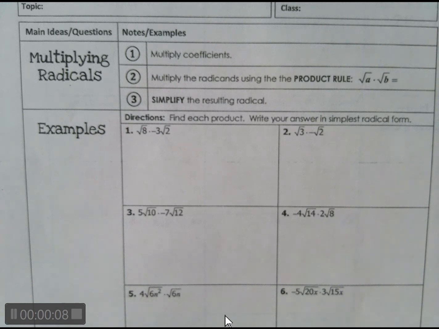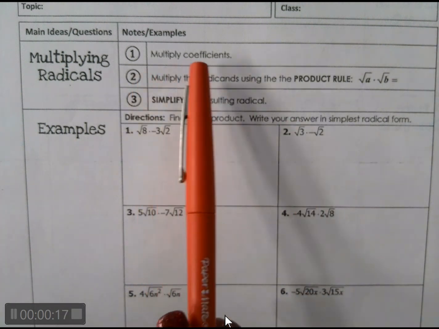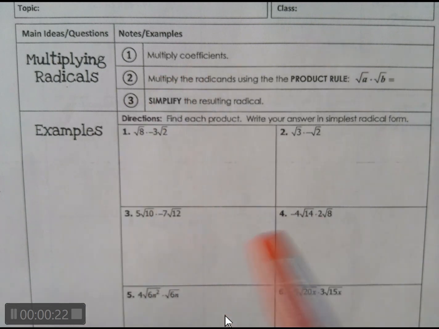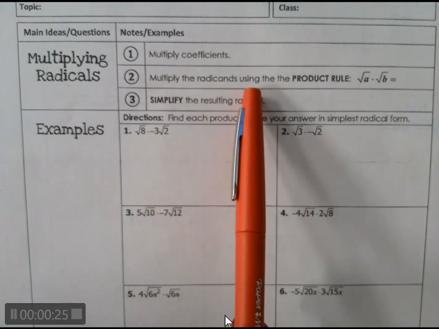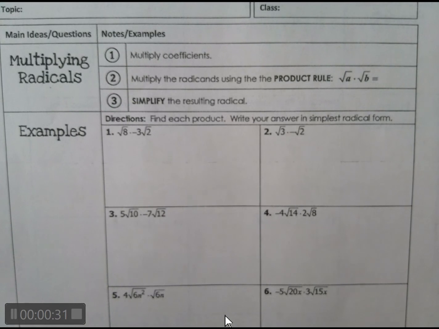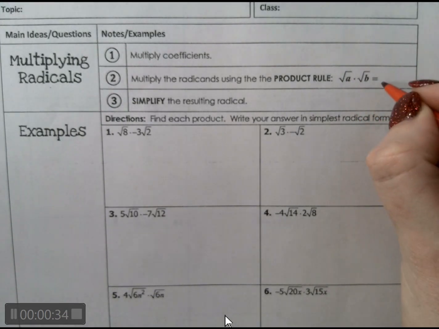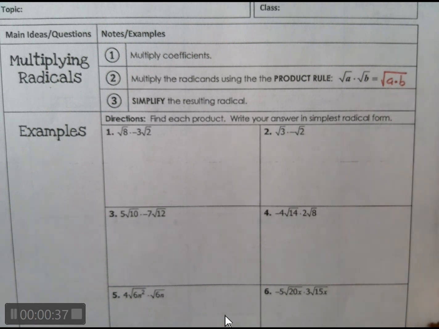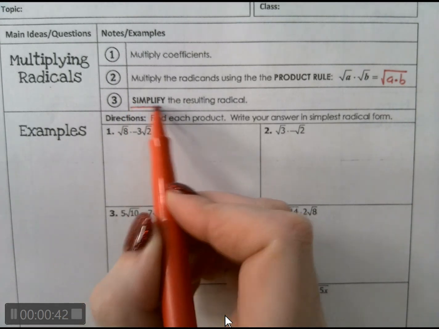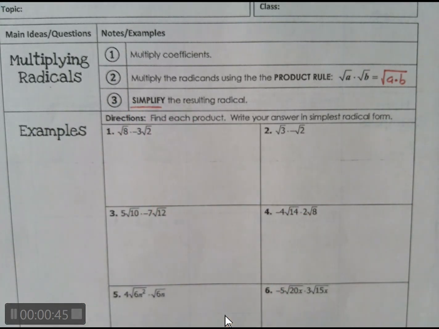We have 3 steps that we need to do in order to successfully multiply radicals. The very first one is that we are going to multiply coefficients. Remember, coefficient means the number in front of a radical or variable. Then we are going to multiply the radicals using the product rule. Square root A times square root B is going to give us square root A times B. And then your favorite, we're going to have to simplify the resulting radical. Okay? So, let's get started.